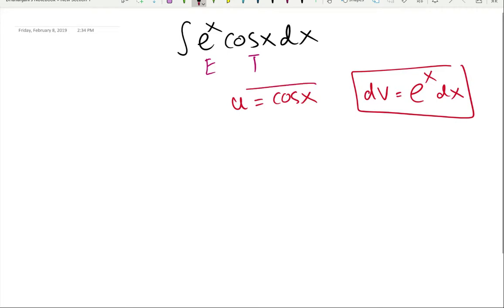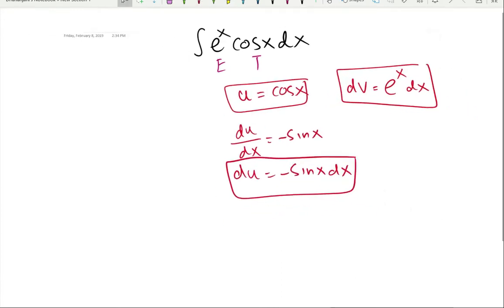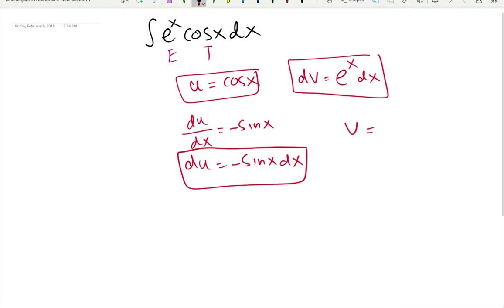Okay, now we need du over dx. The derivative of cosine is negative sine. So du is negative sine x dx. Okay, and we need v. So v is the integral of e to the x, which is e to the x. Okay, so we have everything we need.